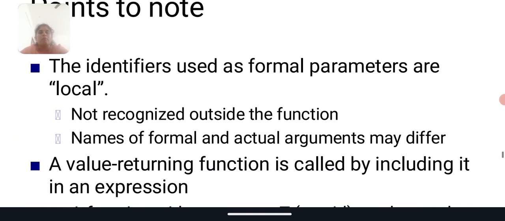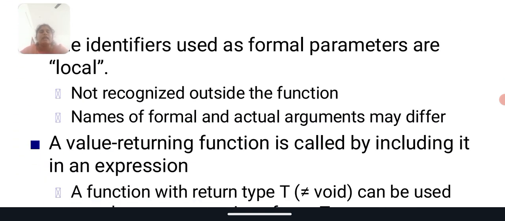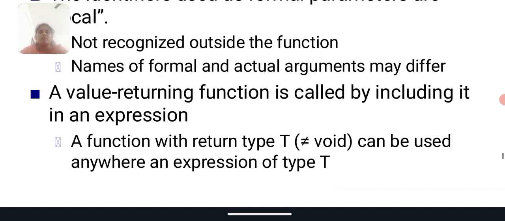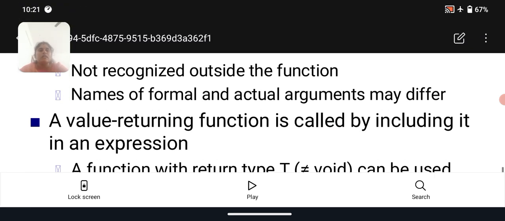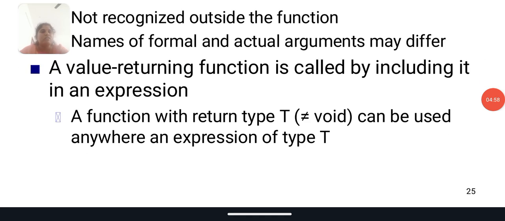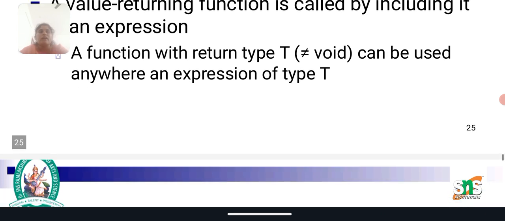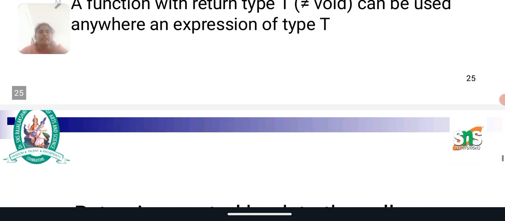The points to note: an identifier used as a formal parameter or local variable is not recognized outside of the function. The names of the formal and actual parameters may differ. A value-returning function is called by including it in an expression. A function with void return type can be used anywhere, and the expressions match the return data type.